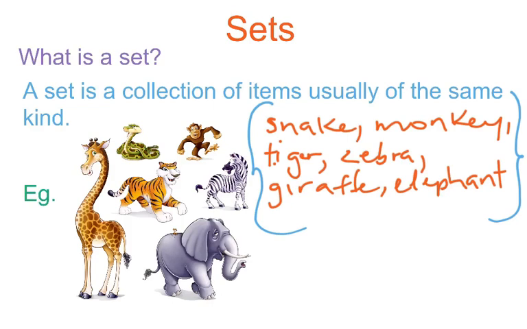Now, I could put a picture of a pencil or a pen, and that would still be a set. But in most cases, it is usually of the same kind. So if I'm gonna make a set with pencil and pen, I would probably have books, chairs, desk, because those are what you'd use in a classroom. All right?